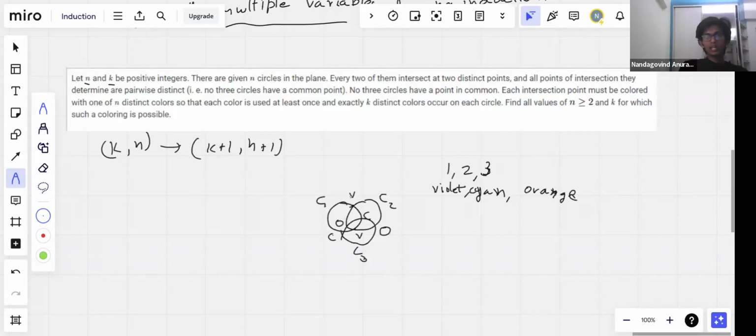So if you look at it, C1 has violet, cyan, so it has only two. C2 has violet, orange, so it does not have cyan, so it has two. And C3 has cyan, orange, so it has two. So this basically shows that (k, n) = (2, 3) is valid as n and k. So you want to find all values of n greater than or equal to 2 and k for which such a coloring is possible.